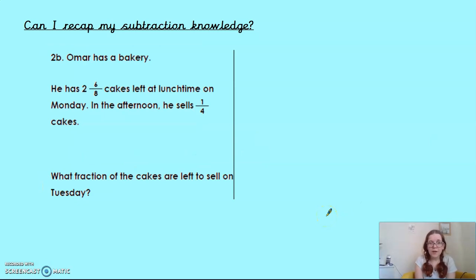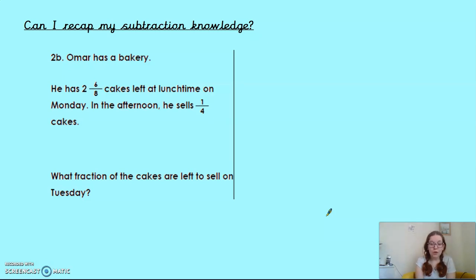Okay, there's another word problem for you. It says Omar has a bakery. He has 2 6/8 cakes left at lunchtime on Monday. In the afternoon, he sells 1/4 of the cakes. What fraction of the cakes are left to sell on Tuesday?